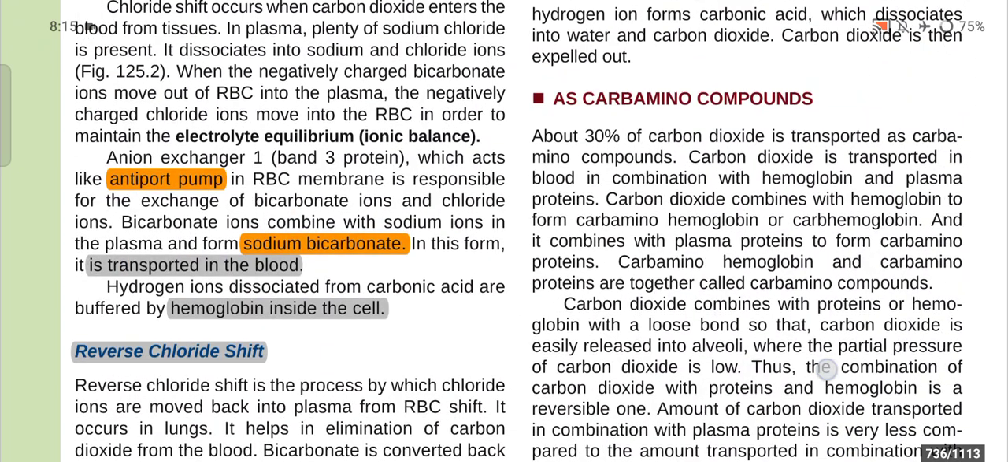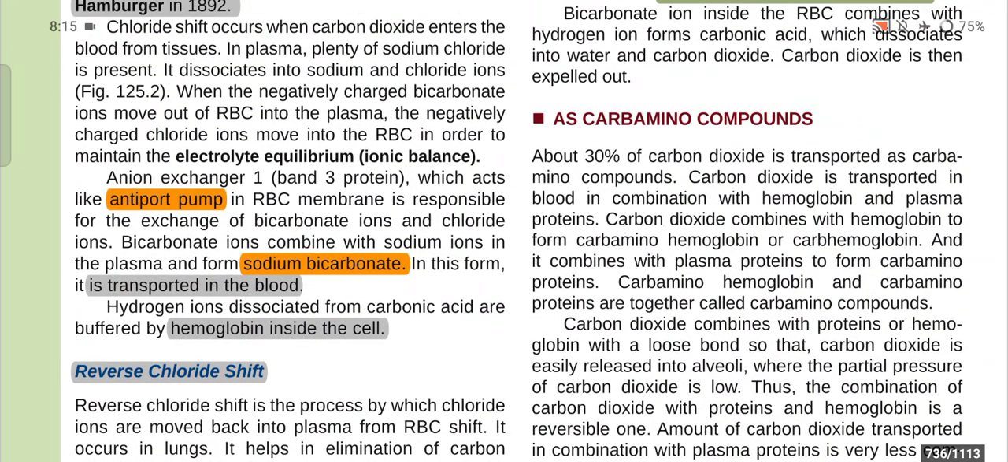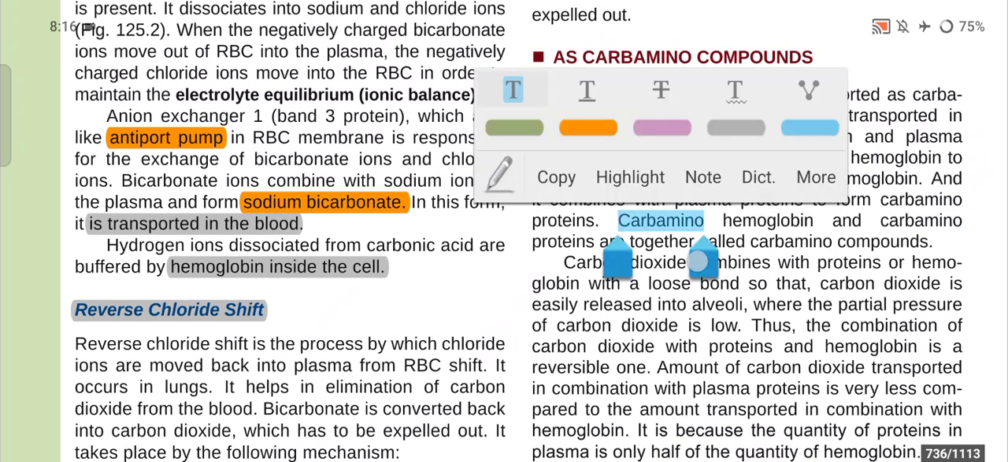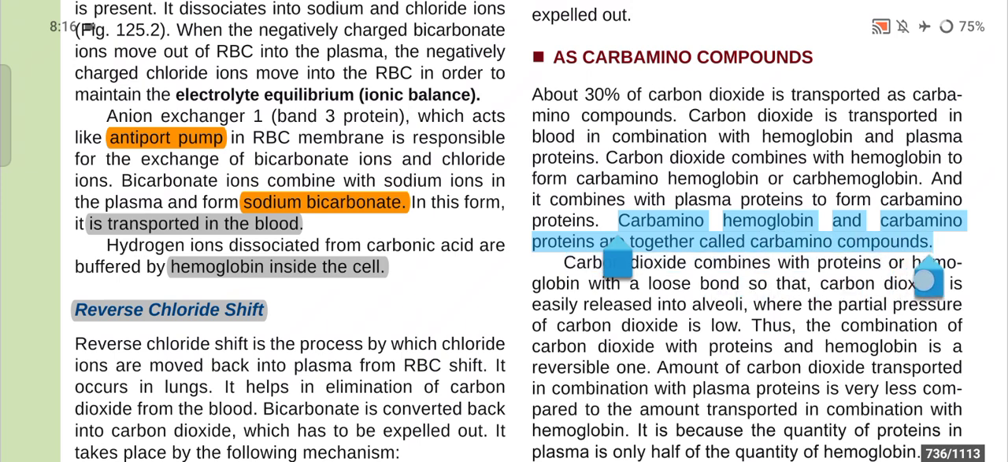Now, as carbamino compounds, about 30% of the carbon dioxide is transported as carbamino compounds, and carbon dioxide is transported in the blood in combination with hemoglobin and plasma proteins. Carbon dioxide combines with the hemoglobin to form carbaminohemoglobin, or carbhemoglobin, and it combines with plasma proteins to form carbamino proteins.